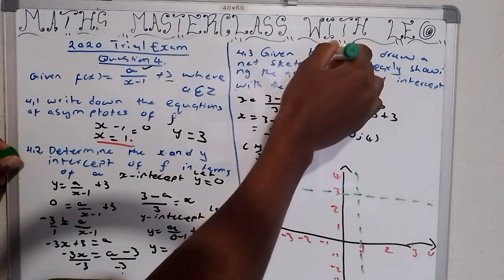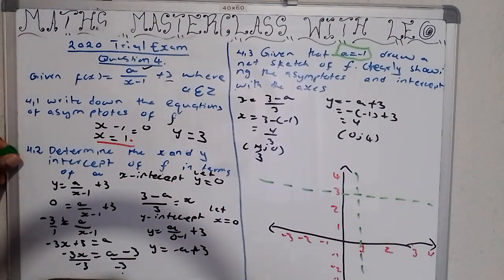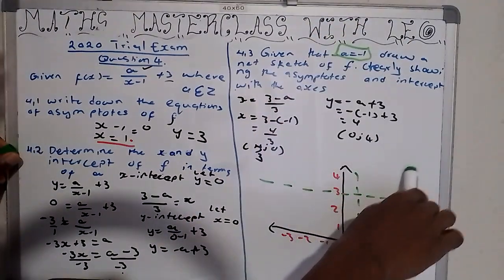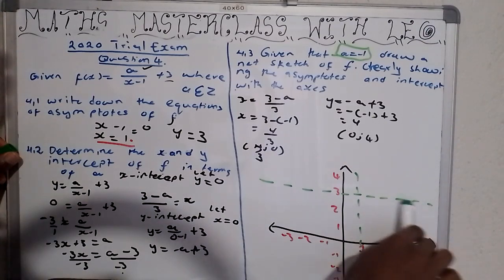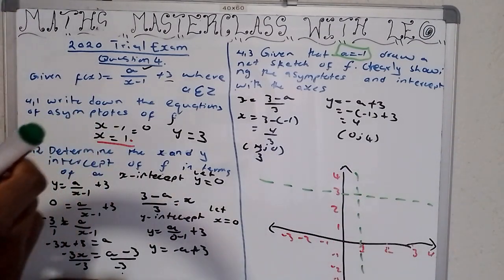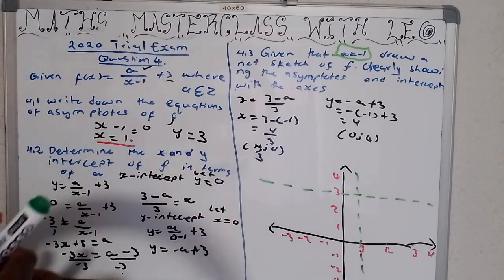But the value of a is negative. What does that tell me? If the value of a is negative, it means my graph should lie in this side and that side. The second and the fourth quadrant. So now, let's draw. What do I have?